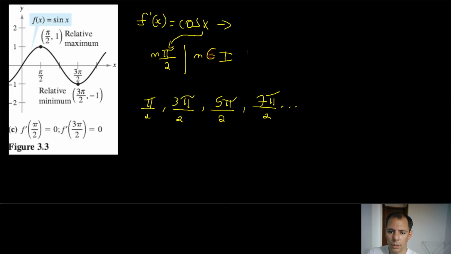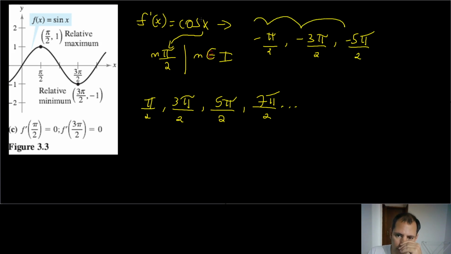And it just keeps going the other way too. If you go minus pi divided by 2, minus 3 pi divided by 2, minus 5 pi divided by 2. In all of these, the cosine of x is going to be 0. So these are all critical points, as you can see in the graph here.